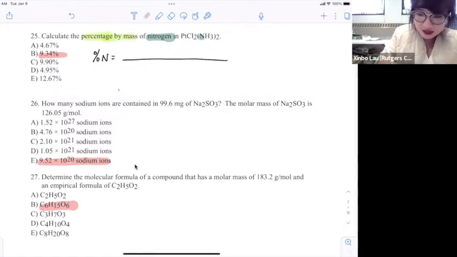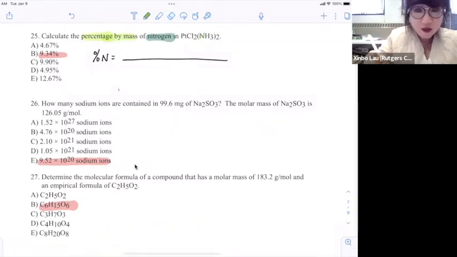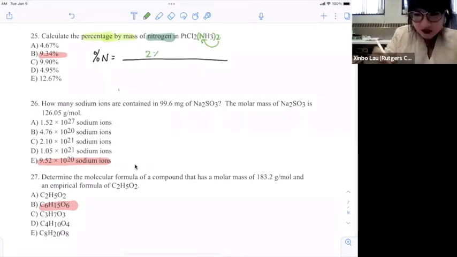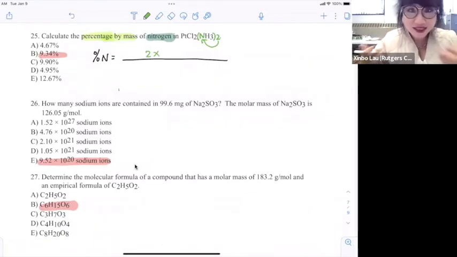Okay, so now let's look. We're working on nitrogen. How many nitrogen atoms are there? If you look at the chemical formula, you go, oh, only one. But you have to understand that it is inside a parenthesis, so that 2 is also describing it. You have two of that nitrogen. Then you go, what's its mass? I don't know. It's not given, right?